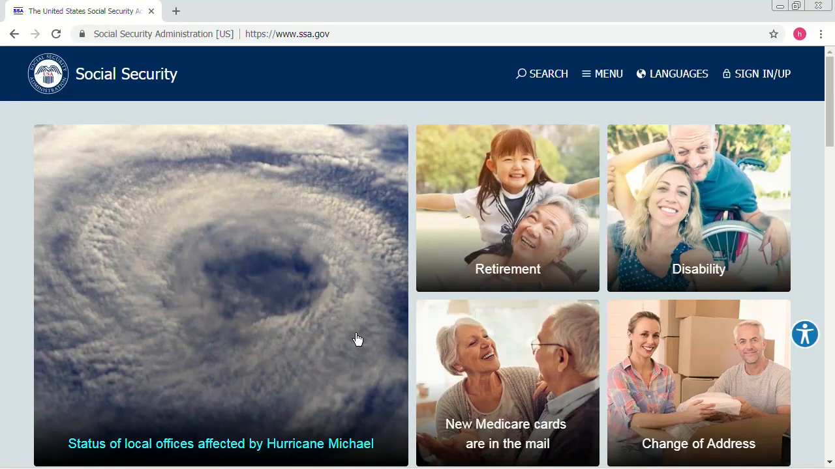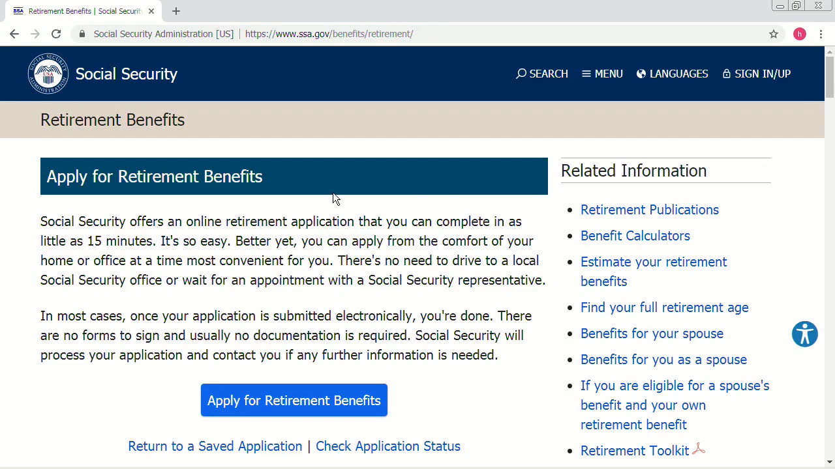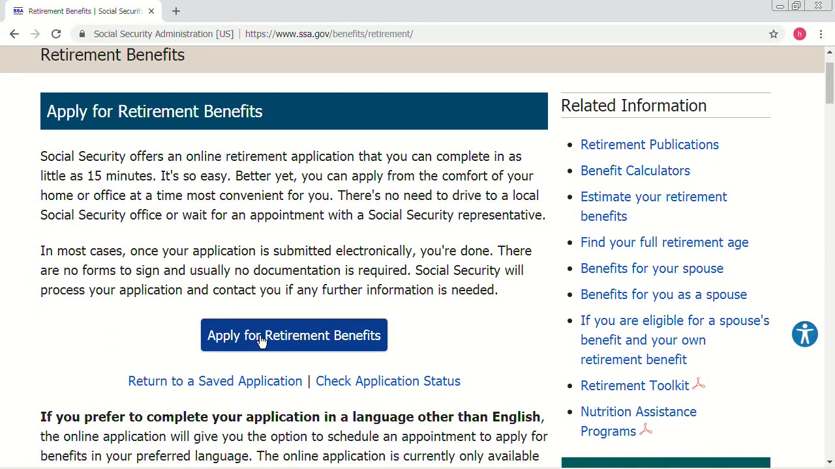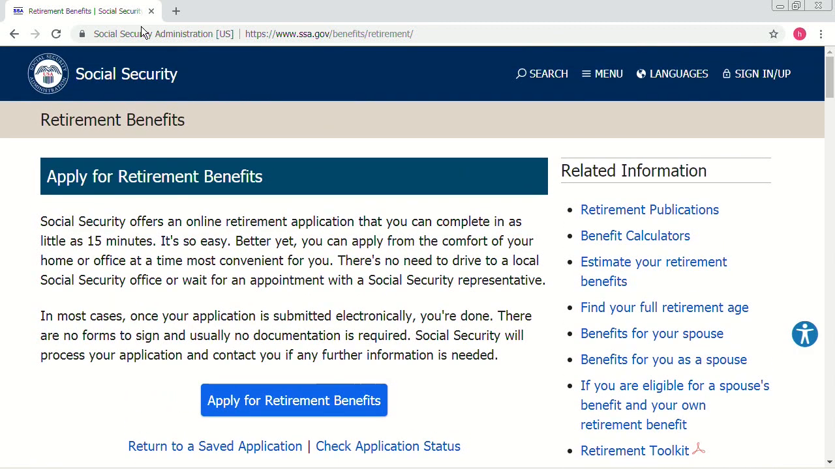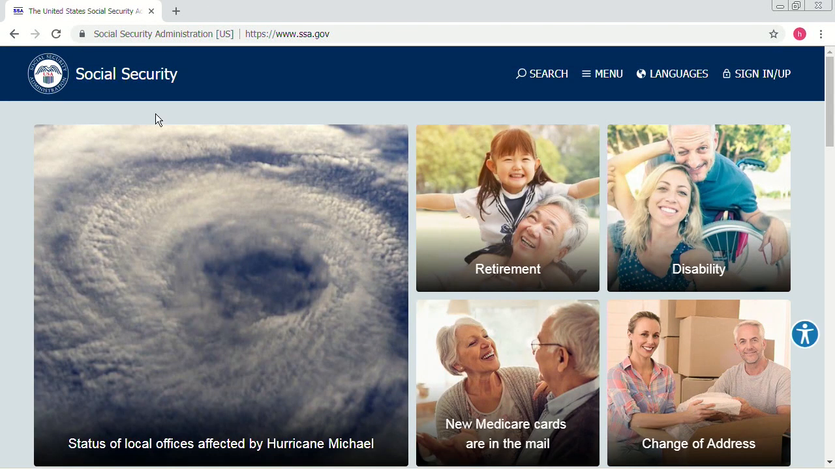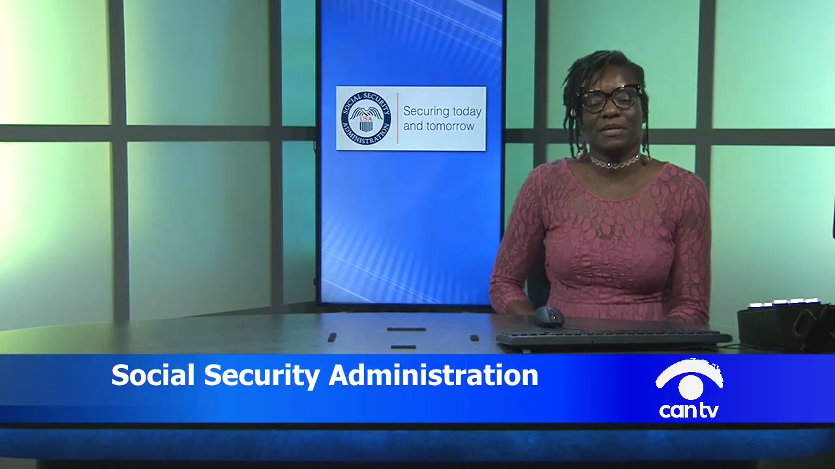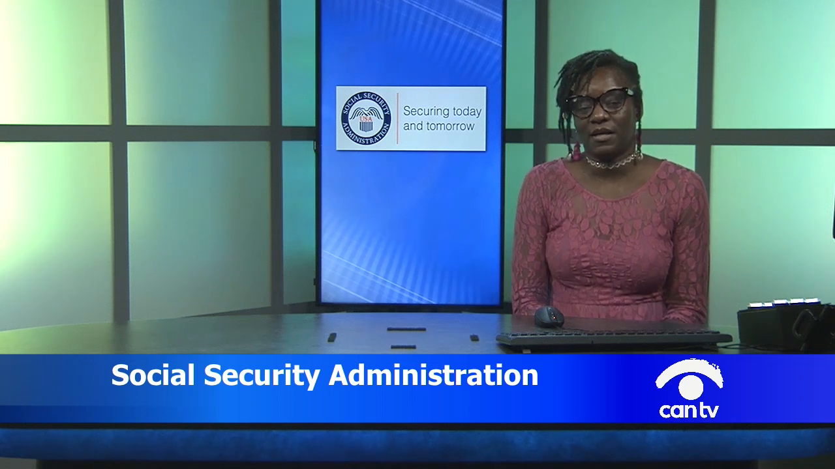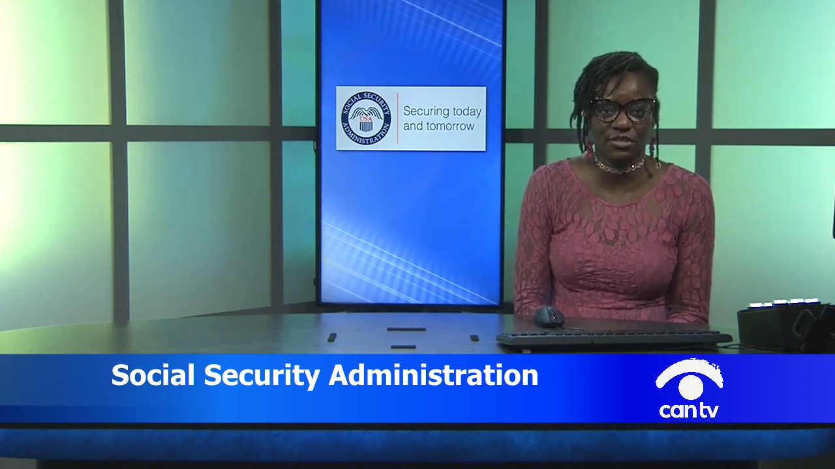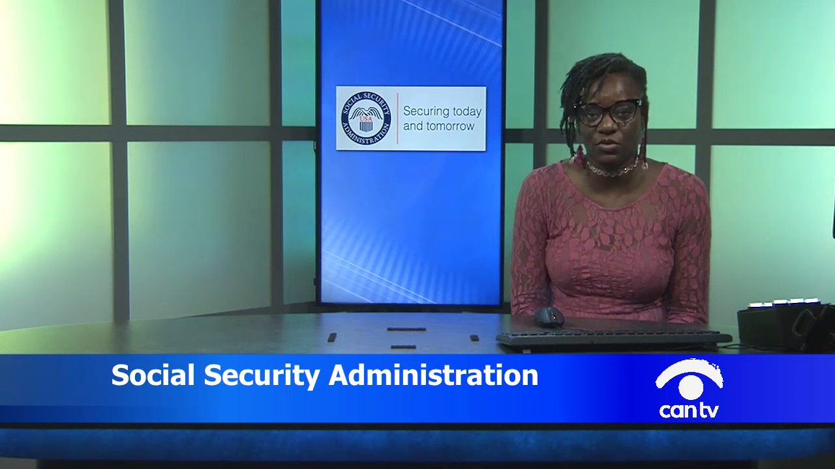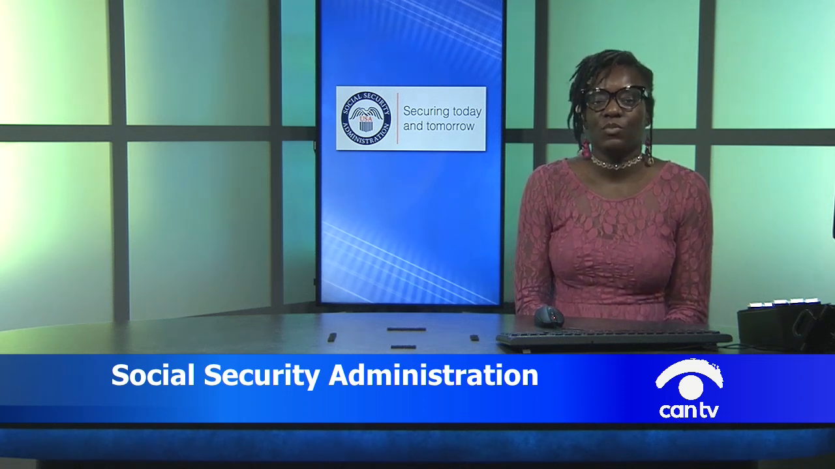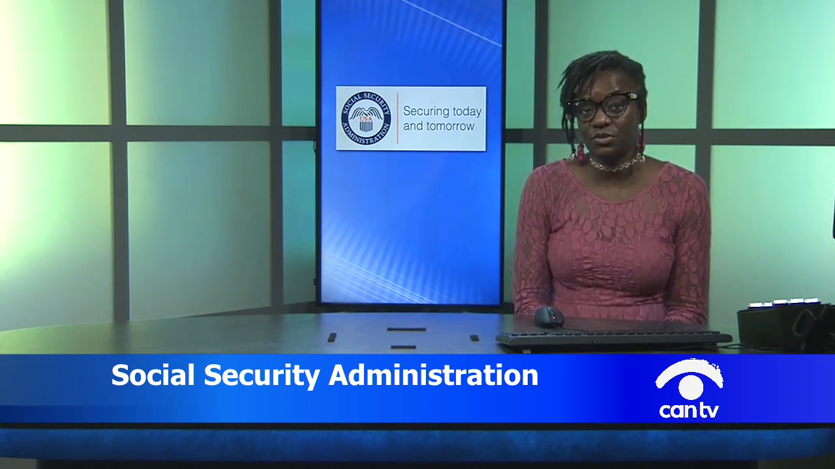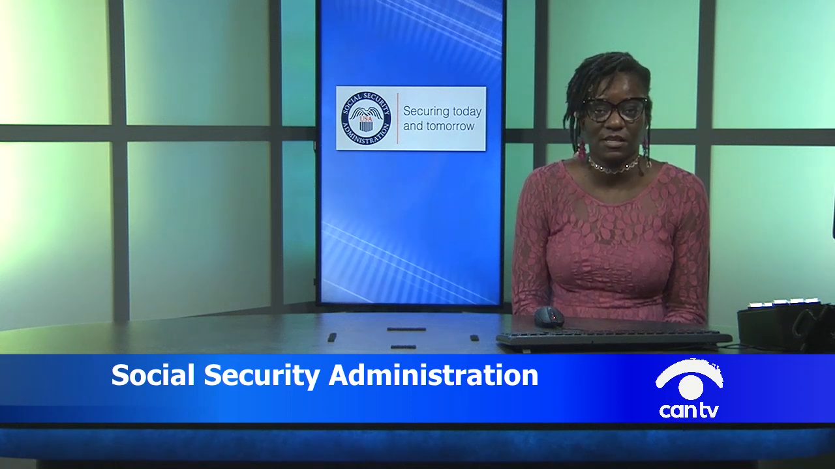Also on the website, you can apply for your retirement benefit. You would click the retirement tab, and then click the button for apply for retirement benefits. Once you apply, you would be contacted by a representative within Social Security. We would do a follow-up call just asking for general information. If you have any questions or comments about your benefit amount, we would at that time go over how much you would receive in Social Security benefits.